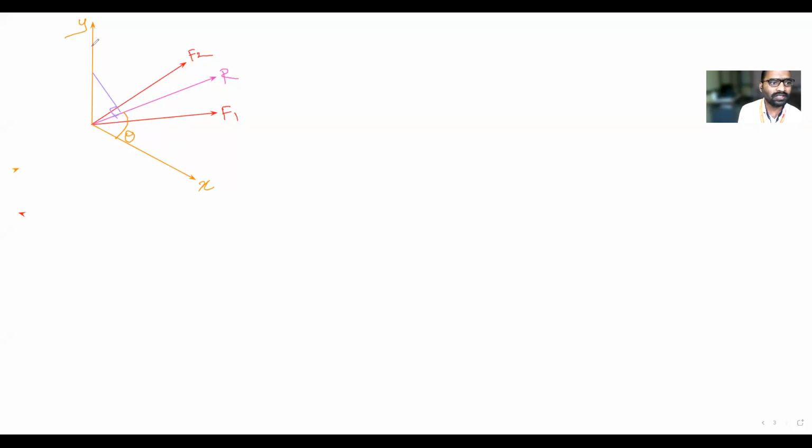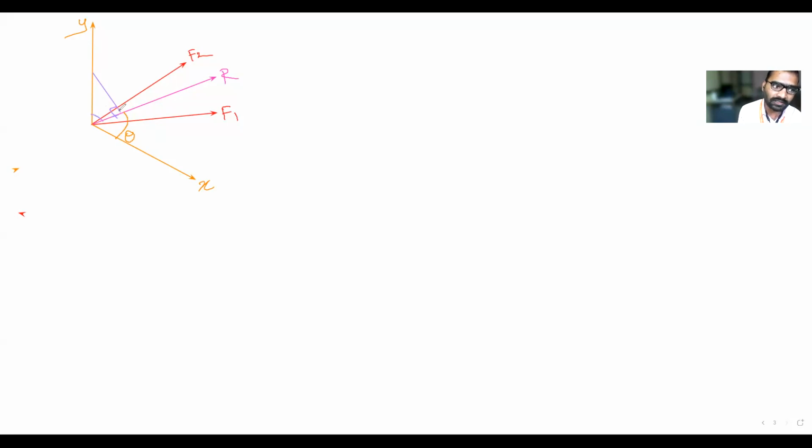Now tell me, what is the angle between the x-axis and y-axis? Total is how much? 90 degrees. When this resultant R is making an angle theta with respect to the x-axis, then how much is the angle it makes with respect to the vertical axis? 90 minus theta. Everyone agree?